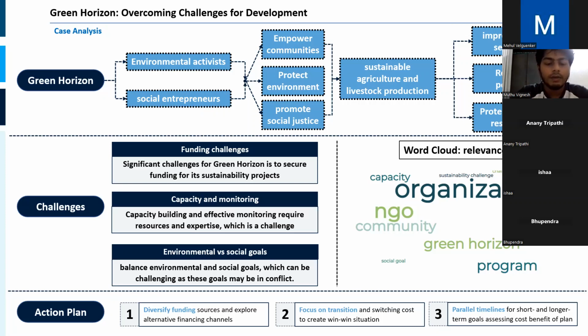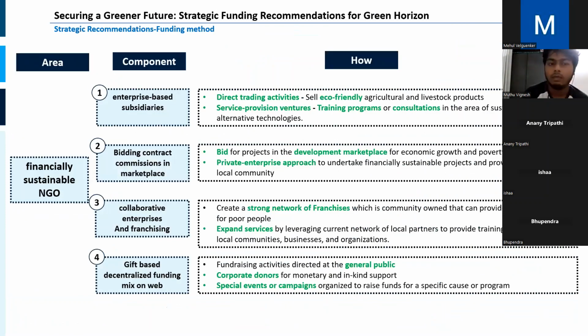Further in this, we have decided on the action plan. It has 3 points: first is diversify the funding, second one is focus on transition, and third one is parallel timelines. The further slides will be explained by my teammates.